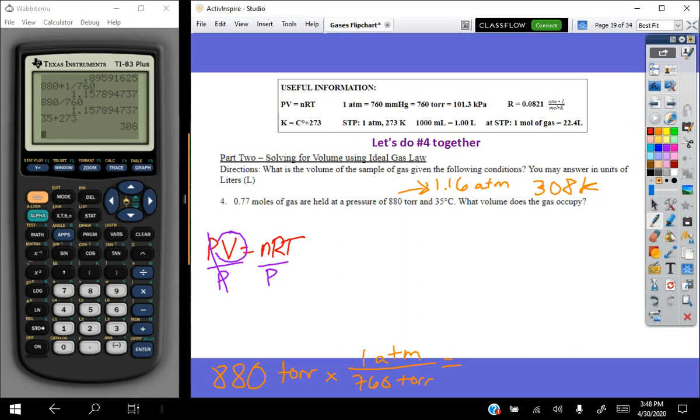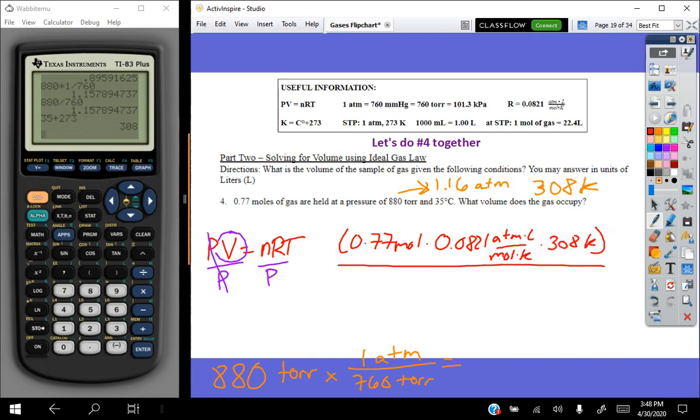So now I can plug in my numbers. So I've got 0.77 mole times 0.0821 atmospheres, liters, moles, and Kelvin times 308 K. Same deal. I multiply all three of those numbers together first, then I divide by my pressure of 1.16 atmosphere. And I can check my units. Moles is going to go, Kelvin's going to go, atmosphere is going to go. My final answer should be a volume in liters.